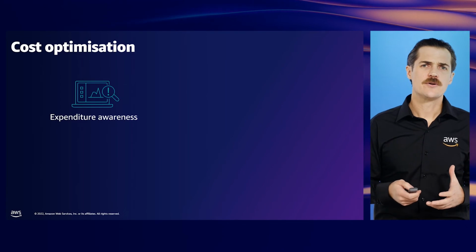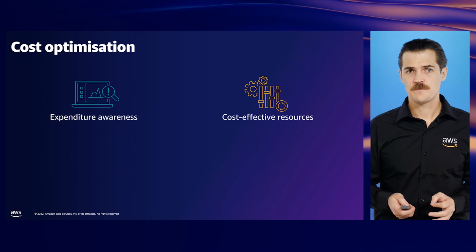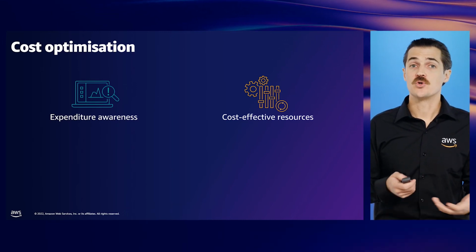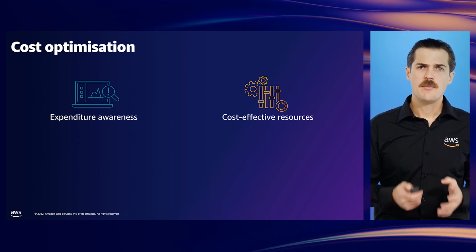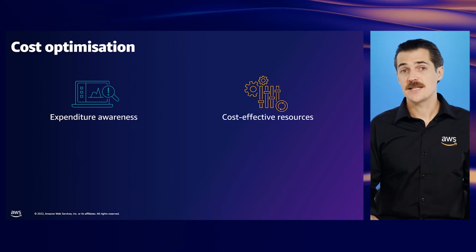When you're reviewing resources and services in your design, make cost-effective decisions. For example, prefer services that reduce your total cost of ownership, or TCO, such as AWS Managed Services. Remember, TCO includes the time spent by your team on operational activities.